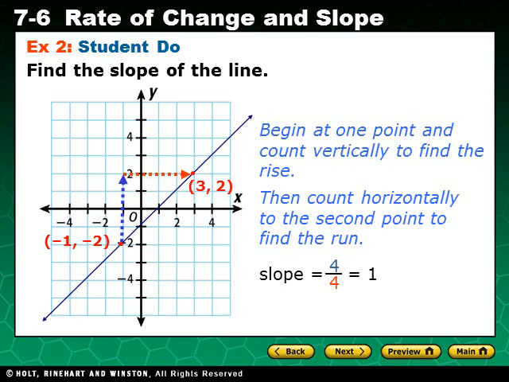Go ahead and sketch that in your notes. Make sure you understand that the rise is 4 and the run is 4. So the blue one is the rise and it goes on top, and the run is 4 and it goes on the bottom. Therefore, the slope of this line is 1.